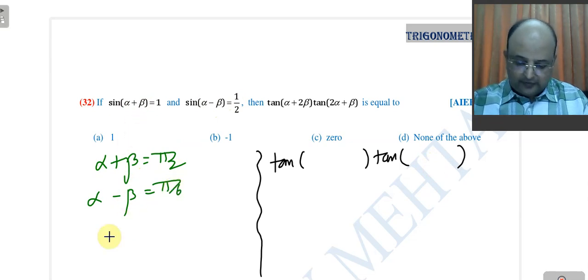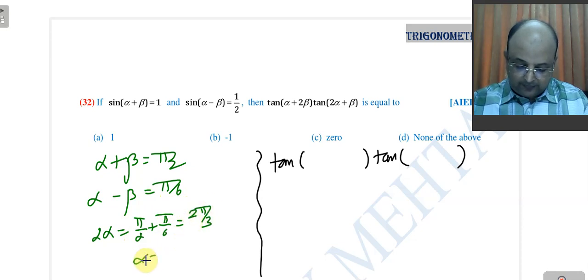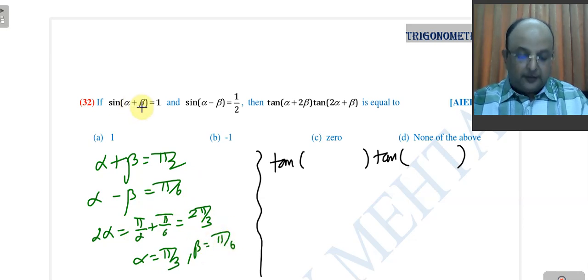I go for adding both. So 2 alpha equals pi by 2 plus pi by 6. What is pi by 2 plus pi by 6? This is 3 pi by 6 plus pi by 6, that is 4 pi by 6, that is 2 pi by 3. So alpha is pi by 3. And as soon as I put alpha is pi by 3, I can say that beta is pi by 6. Pi by 6 plus pi by 3 will be pi by 2. Sin pi by 2 is 1. Pi by 3 minus pi by 6 will be pi by 6. Sin pi by 6 is half.